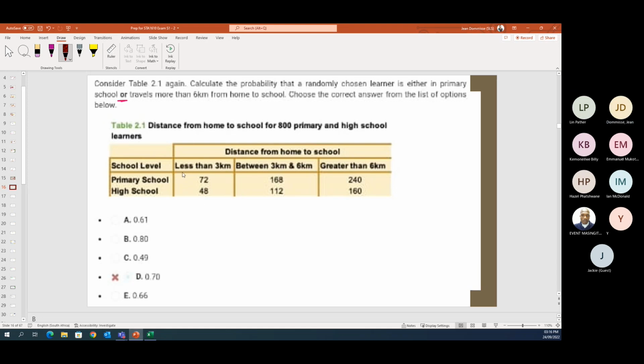Okay, so now you see exactly the same data. They tell us the total is 800, so now it's completed and filled in. Calculate the probability that a randomly chosen learner is either in primary school or travels more than 6 kilometers from high school. So this is quite the interesting one.